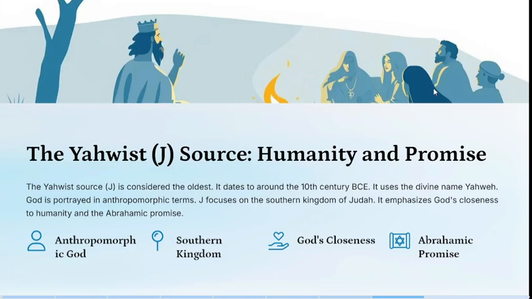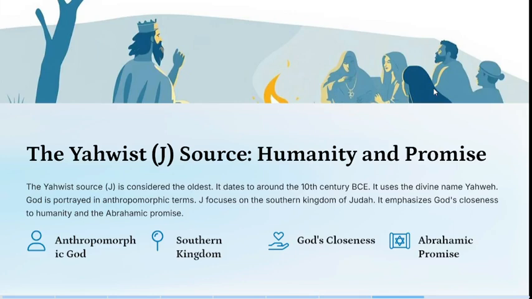So the characteristics of this J source are, 1. It uses the name Yahweh for God. 2. It is written in a vivid and narrative style. 3. It focuses on the southern kingdom of Judah. 4. It emphasizes the role of Judah and its king. And lastly, it often presents a more anthropomorphic view of God.